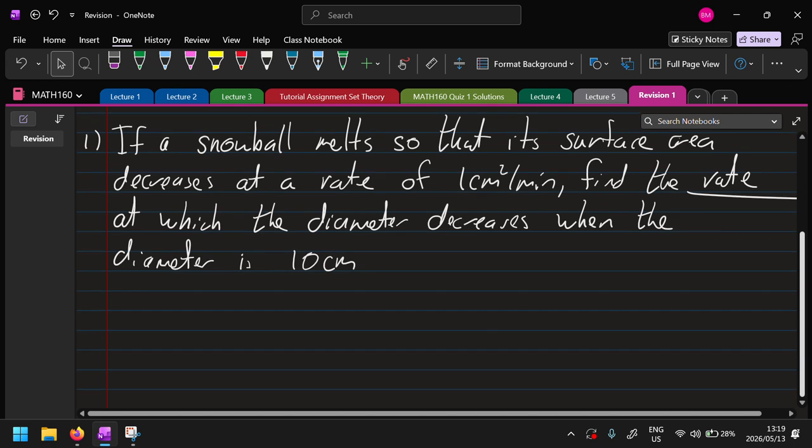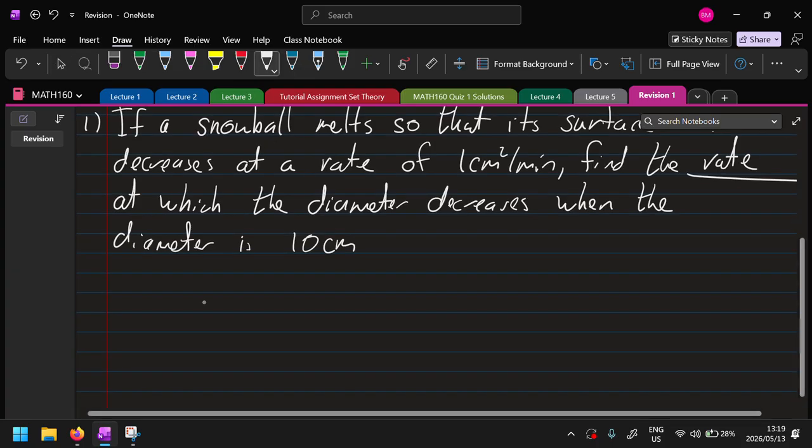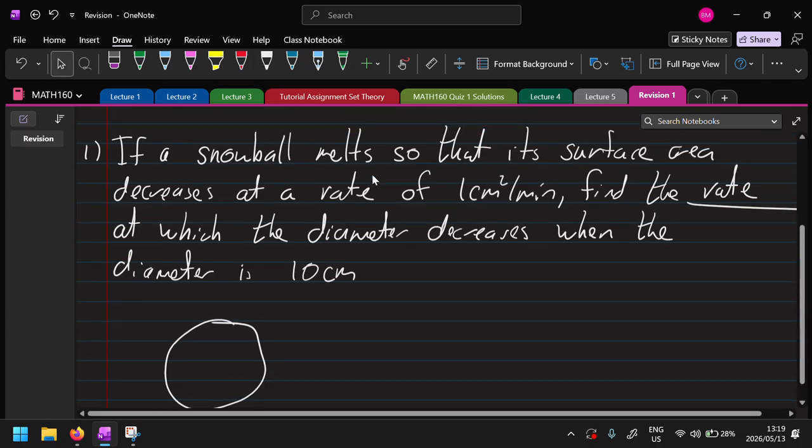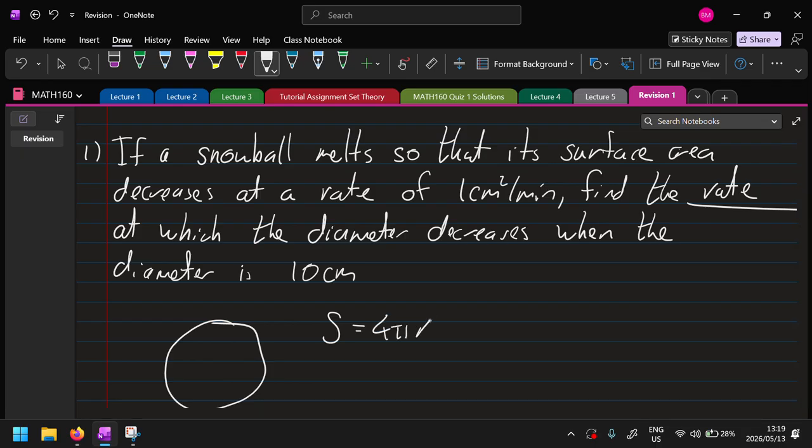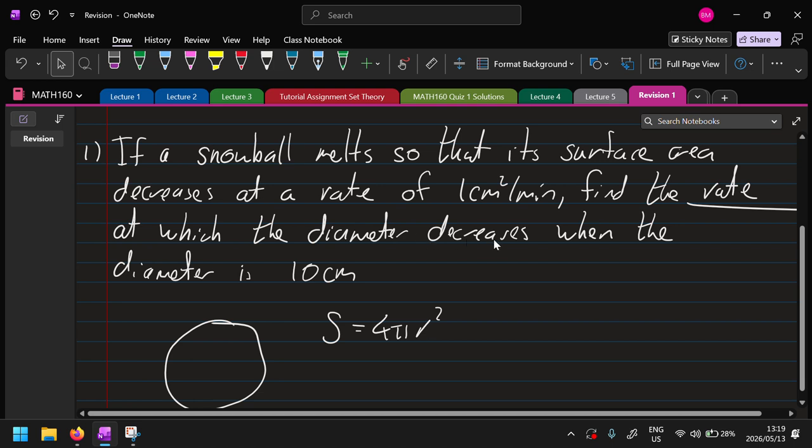Okay, so we have our word problem. Let's go through it, draw a little picture, and then we'll set up the equations. So it's a snowball, right? That thing's round, so let's draw a little picture of that. So we've got ourselves a snowball. Its surface area decreases at a rate of that. So we know what the surface area of a sphere is. What will that be? Good. Okay, so we know that's going to be the surface area. Find the rate at which the diameter decreases when the diameter is 10 centimeters.